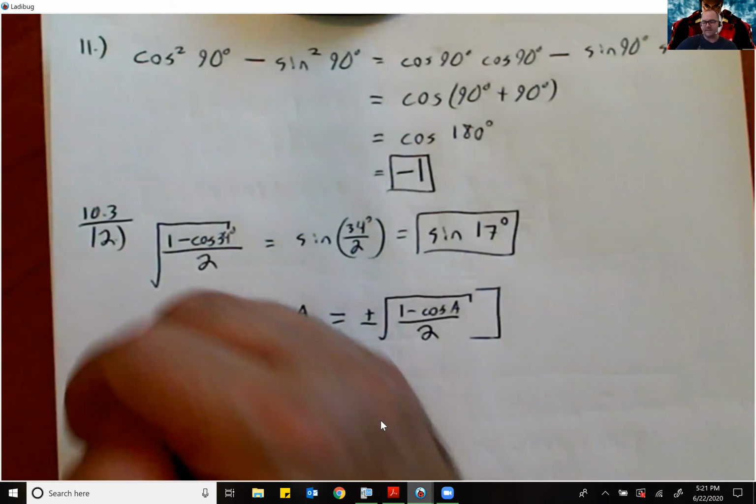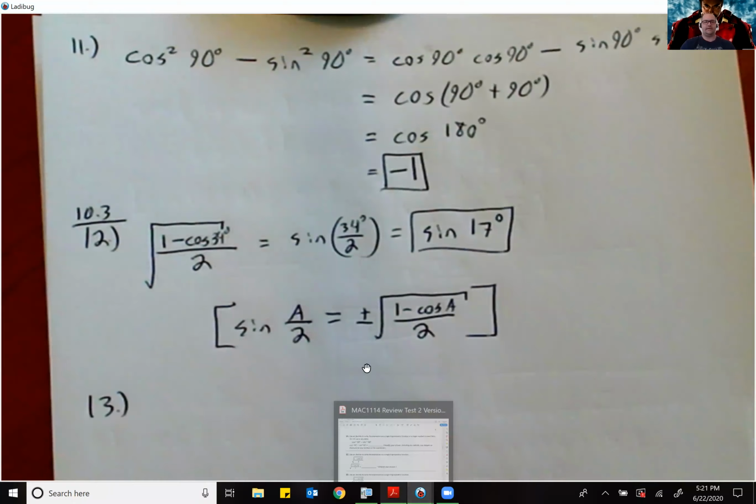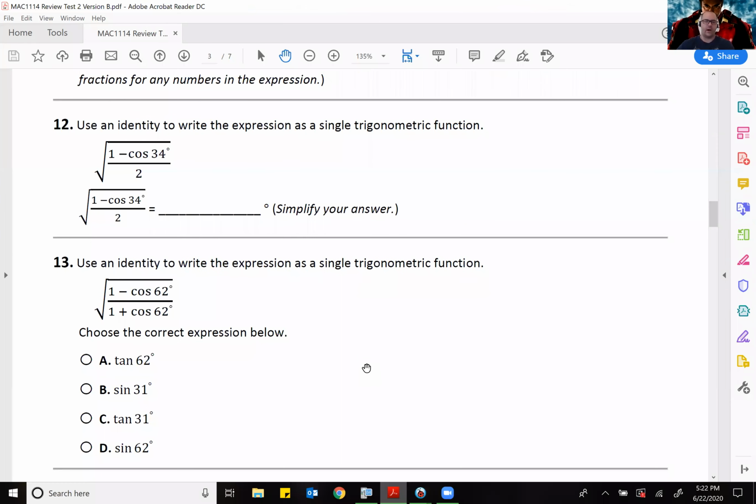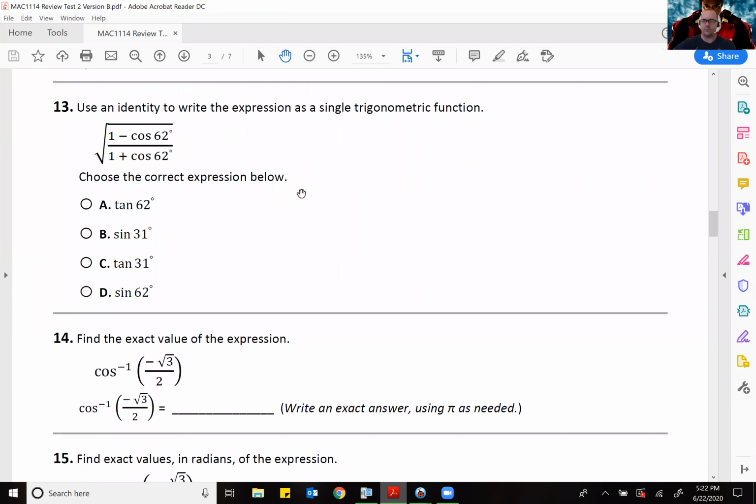Sometimes they do want that exact answer, just not on this one. All right, so this one says, again, write it as a single trig function. So a lot like what we just did a second ago. So they're having you recognize formulas. So 1 minus cosine 62 degrees all over 1 plus cosine 62 degrees.